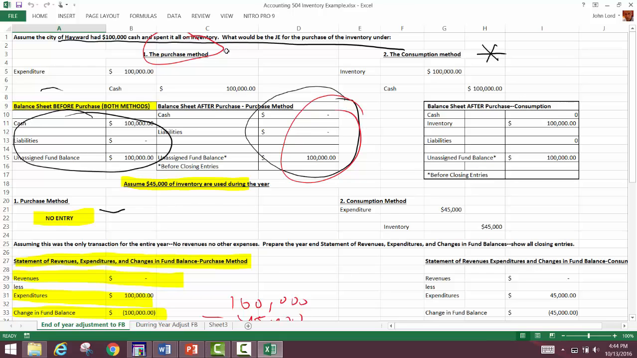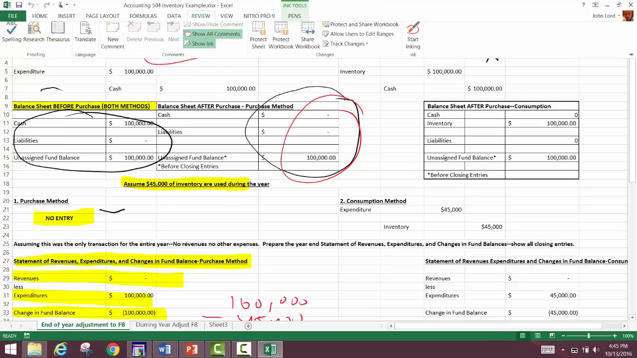But we have two methods to account for inventory in the government. We have the purchase method and we have the consumption method. Okay, GASB allows us to use either of these, although I have put a star here, notice, next to the consumption method, because that is, frankly, the method that they prefer for us to use. But they'll allow us to use the purchase method, assuming it is not materially different from the consumption method, okay?